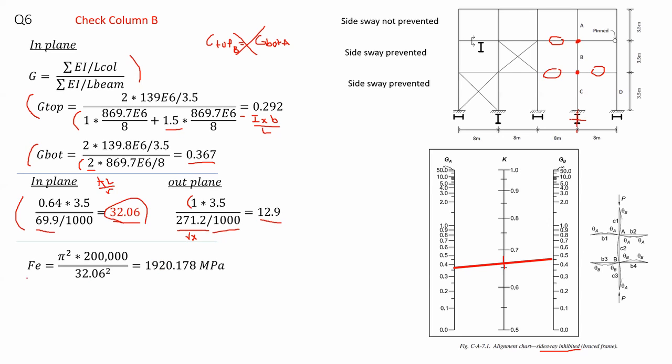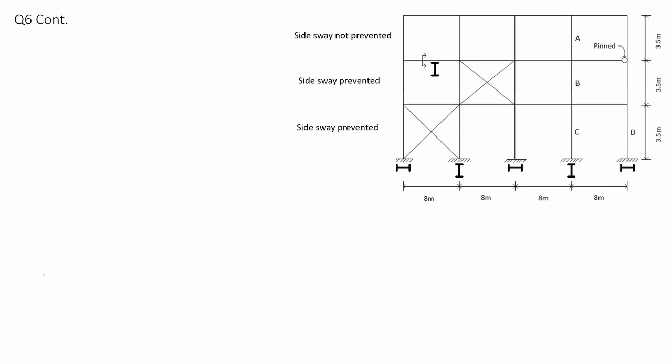Now I calculate the value of FE. So for the FE, it is equal to pi square multiplied by E. And we divide by the biggest value of KL over R, 32.06 squared. Now from here, FE is equal to 1920.18 megapascal. And here we have a late explanation. Far end bend and side sway is prevented for the 1.5.